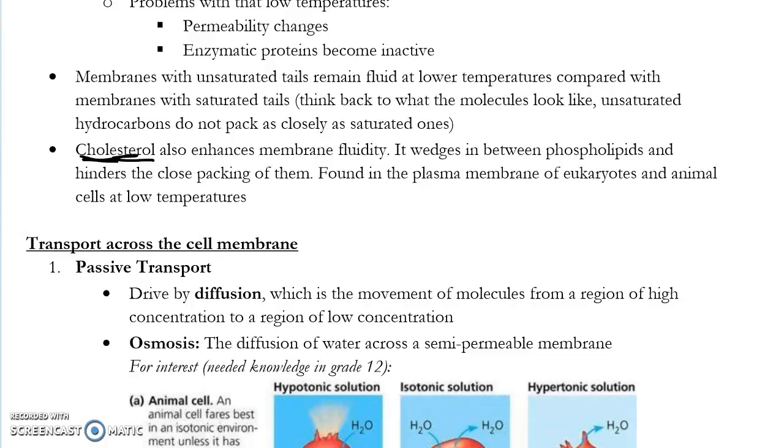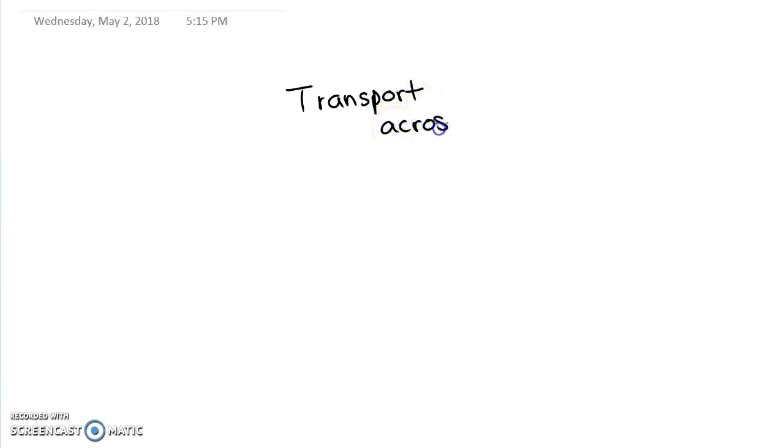Okay, so now we're going to talk about transport across the cell membrane. I think I'm going to make a flow chart for this because it'll help organize your information. So let's call this transport across the cell membrane. Okay, and there are two types of transport.